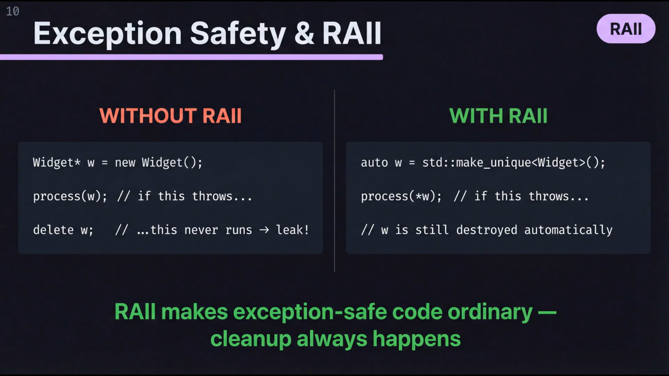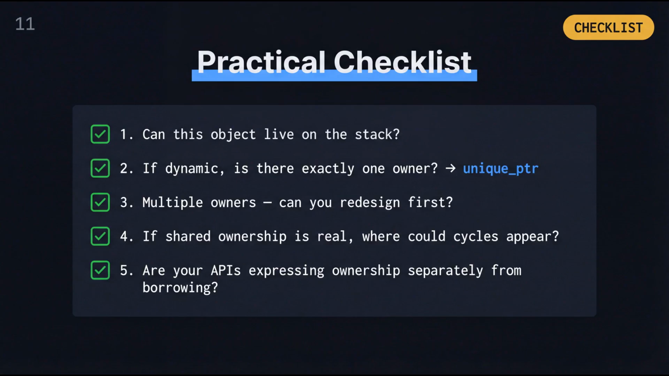RAII applies to everything: memory, files, locks, network connections. If the resource is owned by an object, it can't leak. Five questions to ask about every resource in your program. 1. Can this object live on the stack? If yes, make it a local variable. Done.